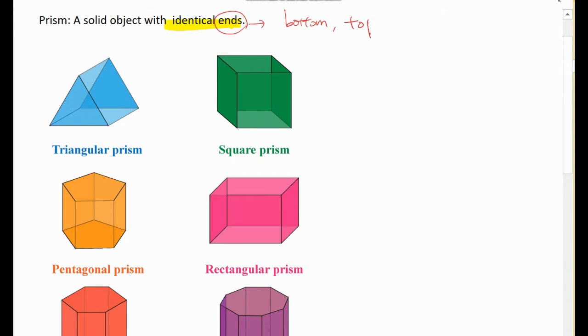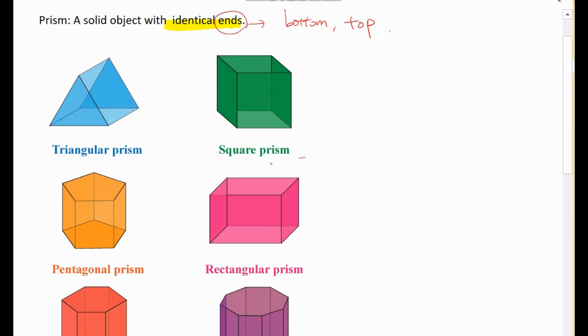and the top. For example, if you see this triangular prism, this is sideways, so the bottom and the top is over here, right? It has the same bottom and the top, same ends, right? So this is a triangular prism.